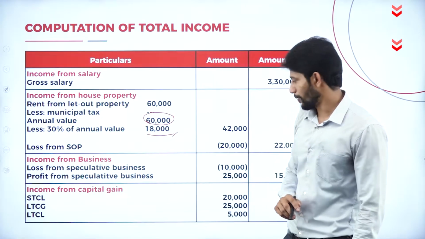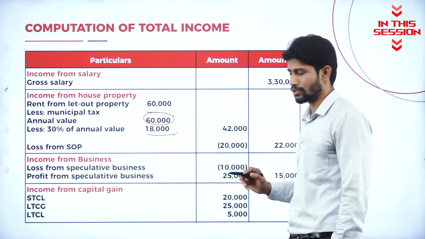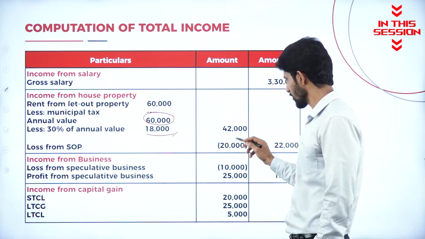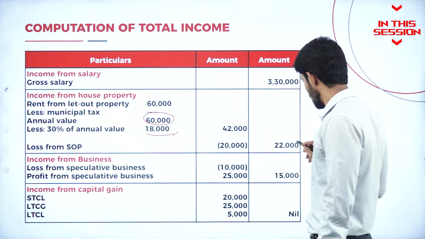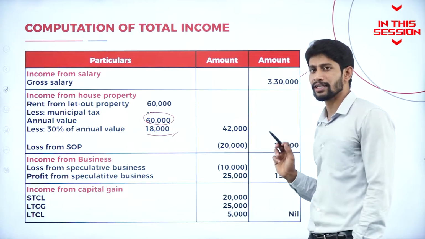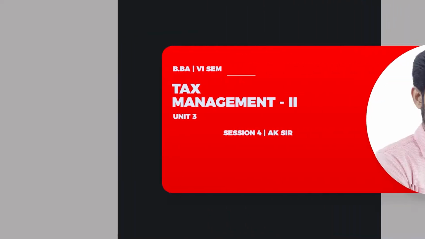From self-occupied property, what is the value? 20,000. So set off this 20,000 loss from profit of 42. The balance you will get is 22. So 22 is income from house property.